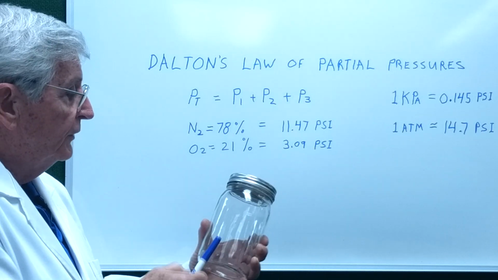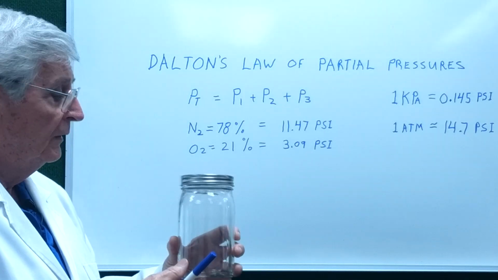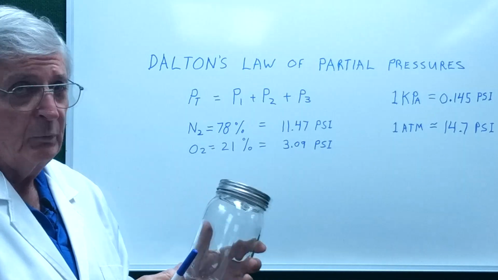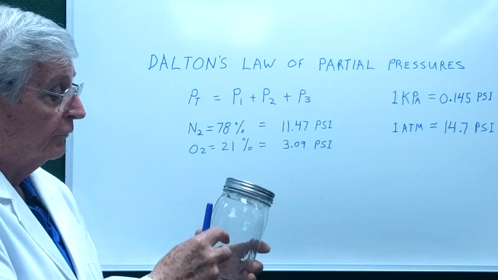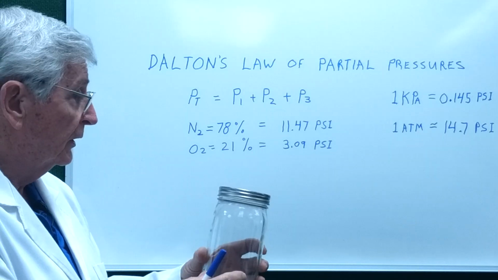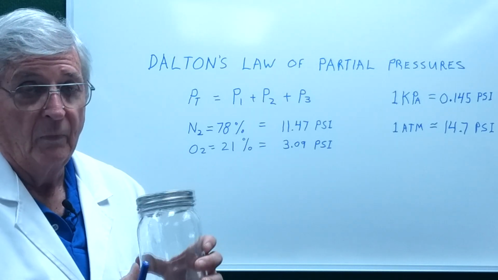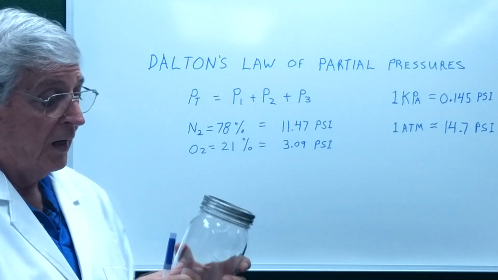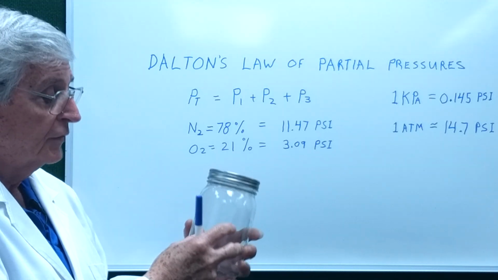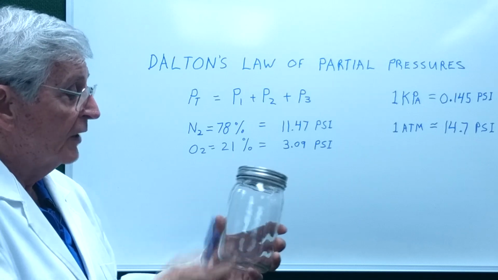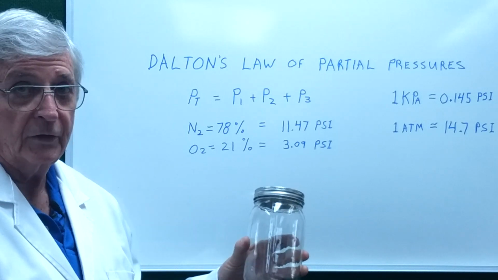But if we could remove one of these gases, the pressure should go down. And I think I have an experiment that can do that. If I put some coils of copper in here that I can heat up electrically, copper will react with the oxygen to form copper oxide. We should be able to use up some of the oxygen and cause the pressure to go down. So we'll give that a try and see if that works.